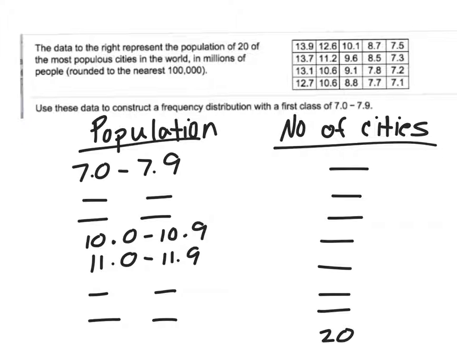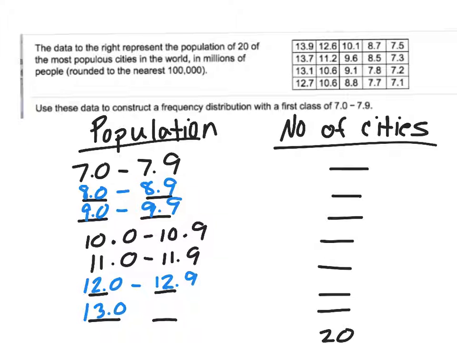So they gave me 7 to 7.9, and you can kind of tell there's a pattern here. You can just look at what's missing. So the first class that they gave you was 7 to 7.9. So the next class is going to be 8 to 8.9, and then 9.0 to 9.9, 10 to 10.9, 11 to 11.9 are already filled in for you. So this will be 12.0 to 12.9, and then 13.0 to 13.9. So that first part should have been pretty simple, just based on the information that they had already given you.